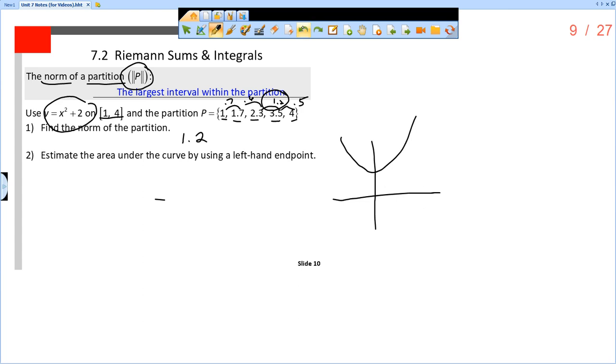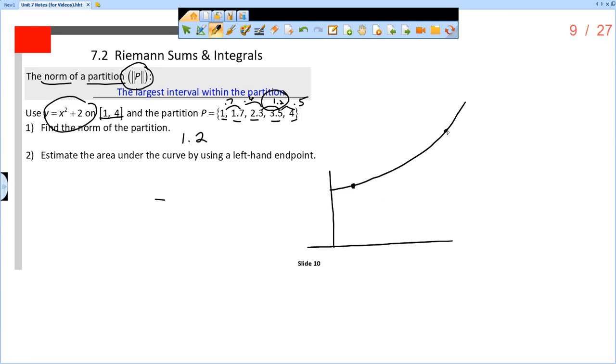Okay, so let me create a larger picture here. So here's 1 and here's 4. I'm going to go from 1 to 1.7, and then I'm going to go from 1.7 to 2.3. Let me redo that. 1 to 1.7 is about here. 1.7 to 2.3 is about here. Then I have 2.3 to 3.5, a much wider one, and then 3.5 to 4.